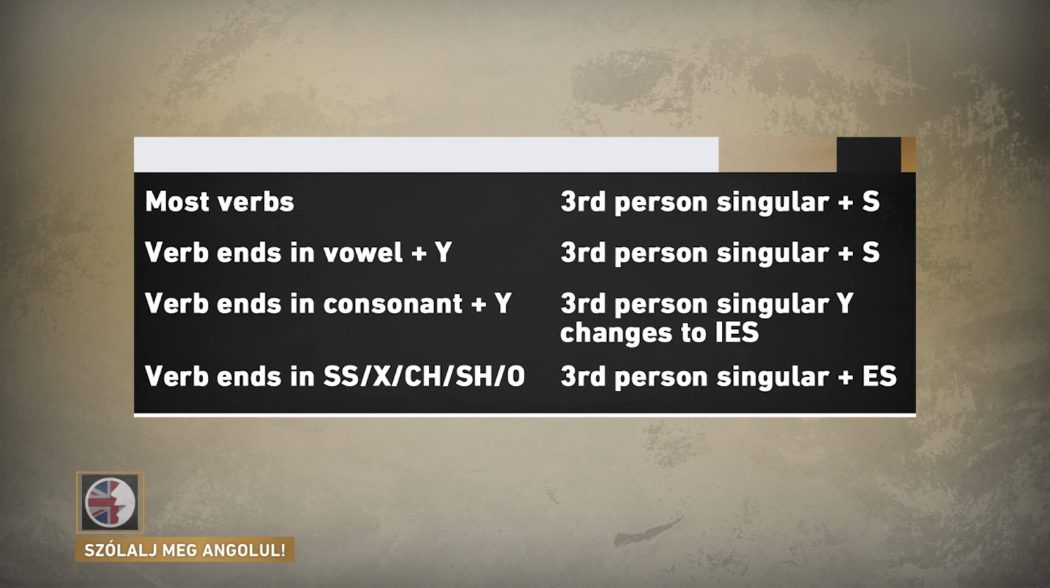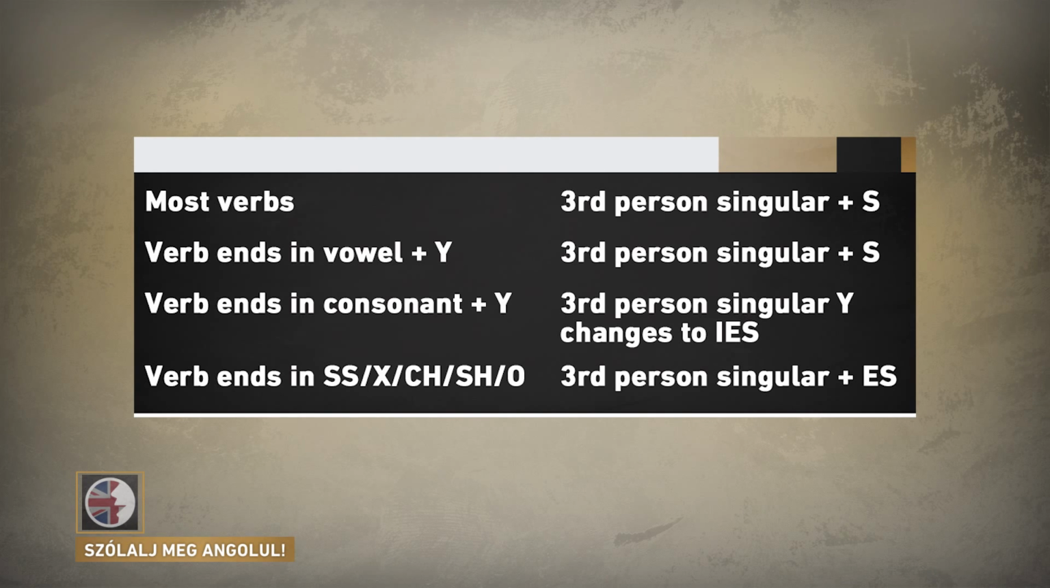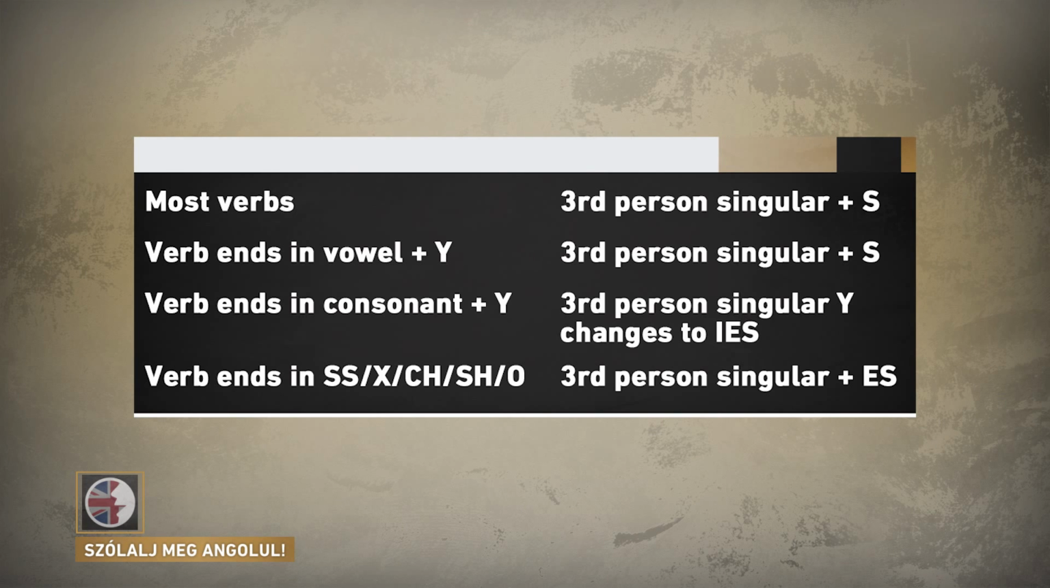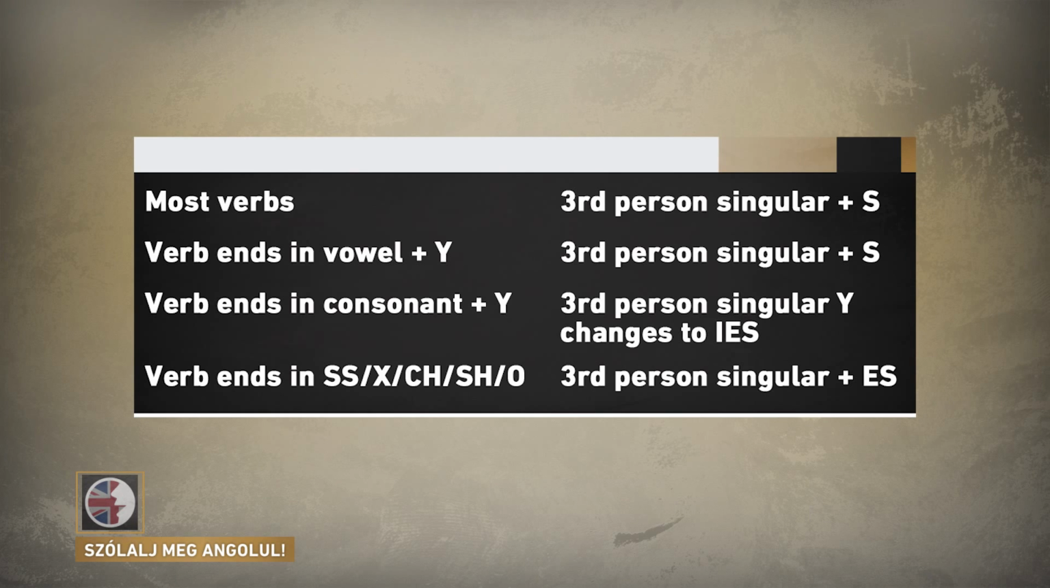If the verb ends in SS or X or CH or SH or O, we add ES to the end for the third person singular. Let's see that in a table, Mabel. Good. So you all remember how to change the verb when we use it for the third person singular in the present simple tense. Fab.